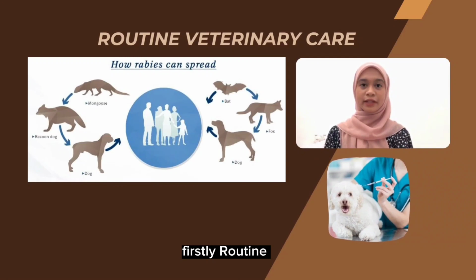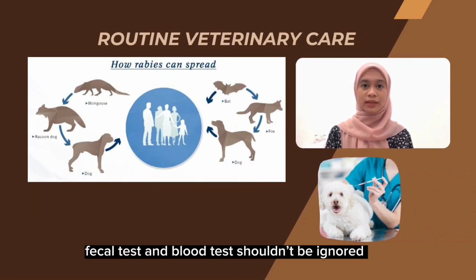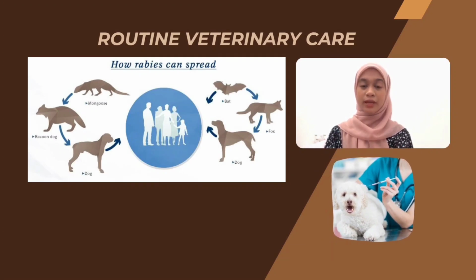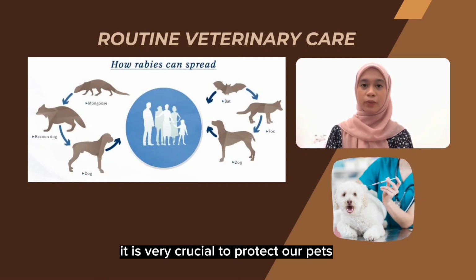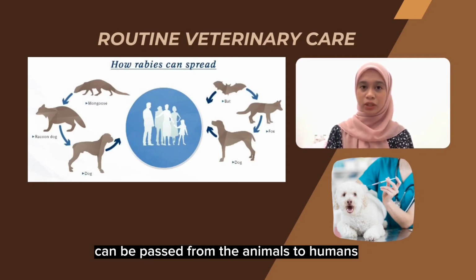Firstly, routine veterinary care like vaccinations, fecal tests and blood tests shouldn't be ignored and must be followed as scheduled. Why are vaccinations important? It is very crucial to protect our pets from life-threatening diseases like rabies, leptospirosis and sporotrichosis. All of these diseases can be passed from animals to humans.